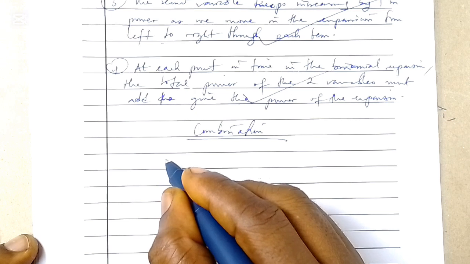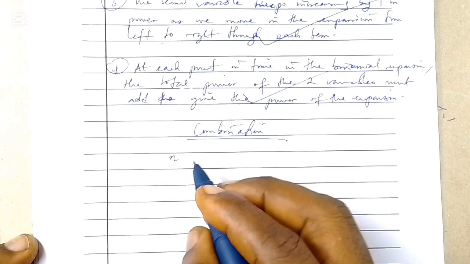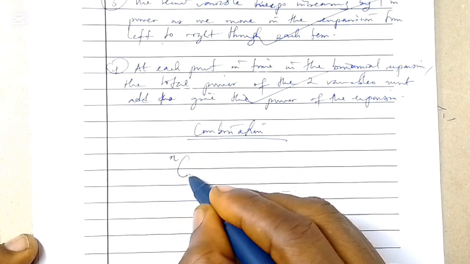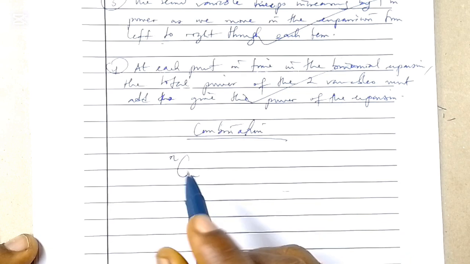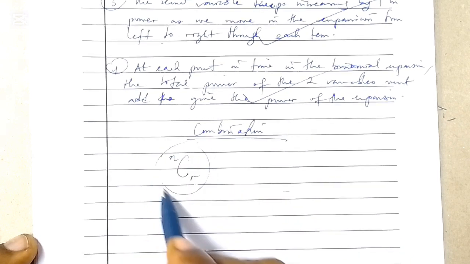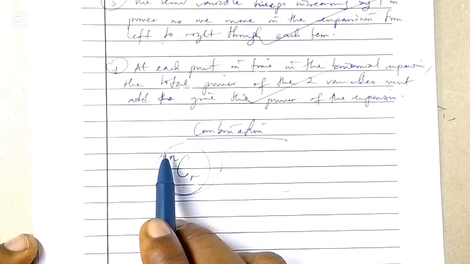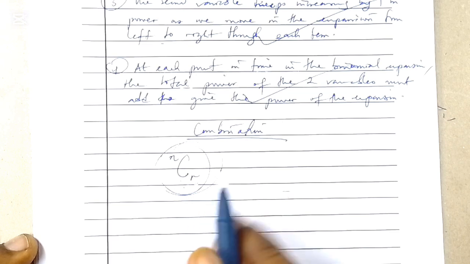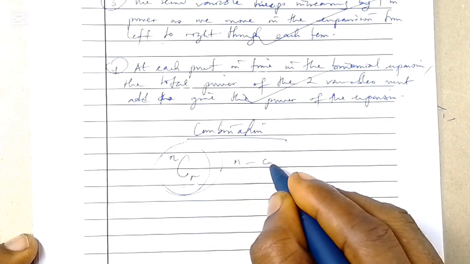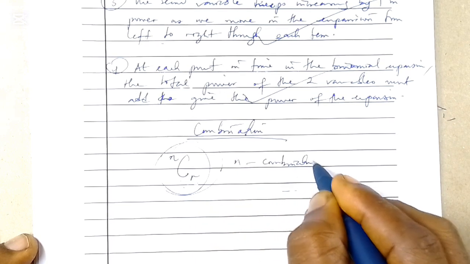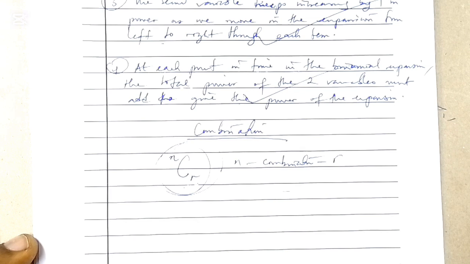But please take note that in combination, we usually would define a combinatorial process by this expression, N combination R. This is read as N combination R. Okay?